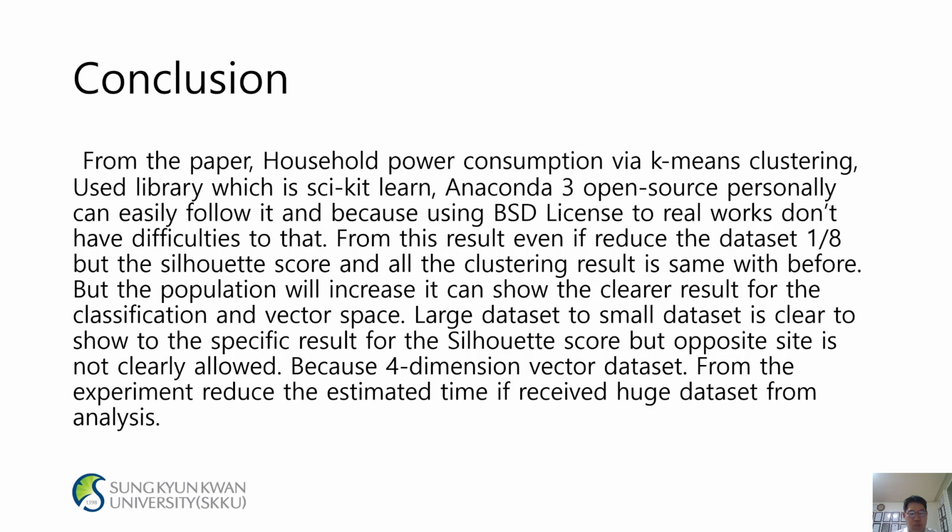But if the population is increased, it can show a clearer result for the classification and vector spaces. Large data to small data is clear to show the specific result for the silhouette score, but the opposite side is not clearly allowed. Because 4-dimensional vector data from the experiment reduce the estimated time of received huge dataset from analysis.